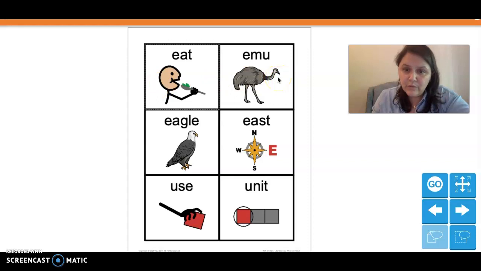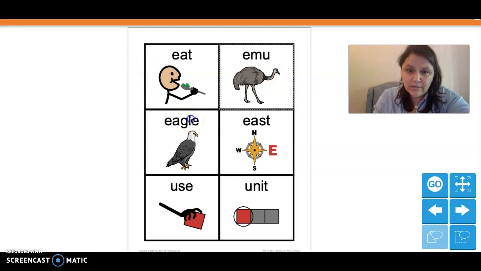Next is emu. Emu. That is an animal that we don't see very often in Atlanta. Kind of sort of looks like an ostrich as well. So emu has the long vowel sound E, emu.